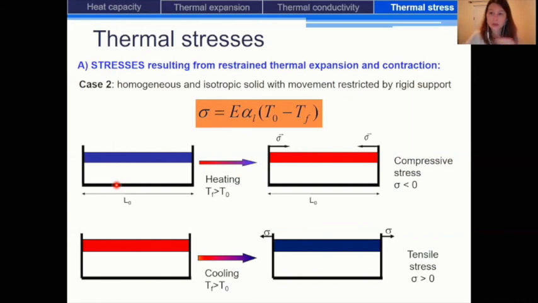The second example is the contrary. So we cool the rod of the material, and in that case the material tends to contract because there is a reduction of the interatomic distance. But since it is attached to the wall of this container, it is like the walls of this container are applying a tensile stress on this rod. And so here, the thermal stress is positive.